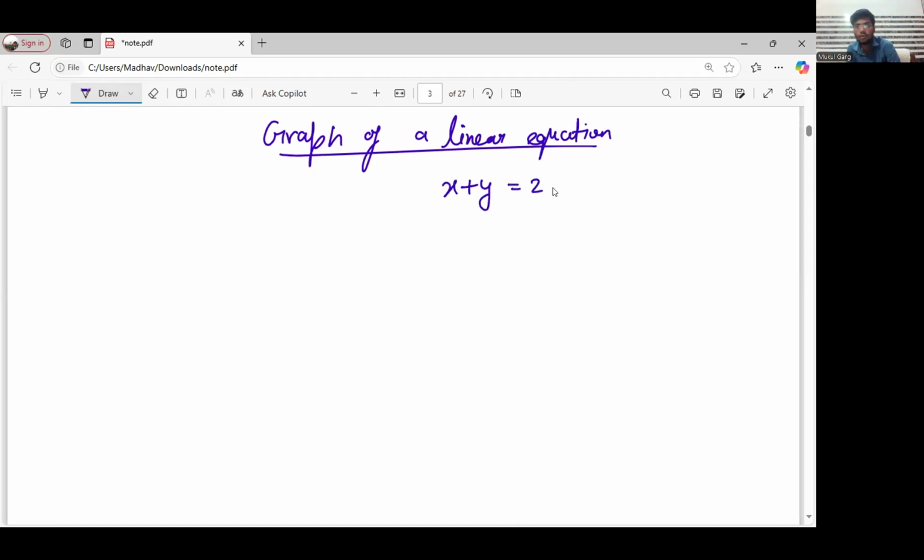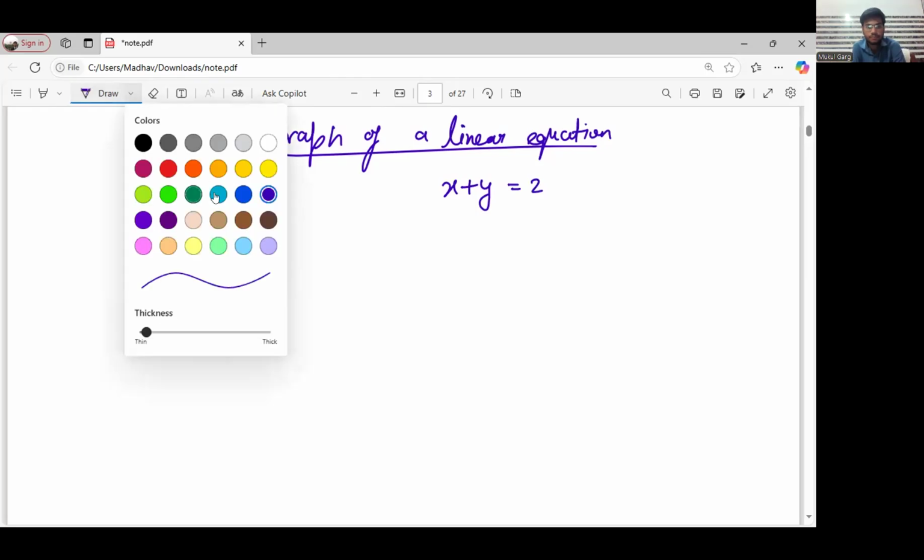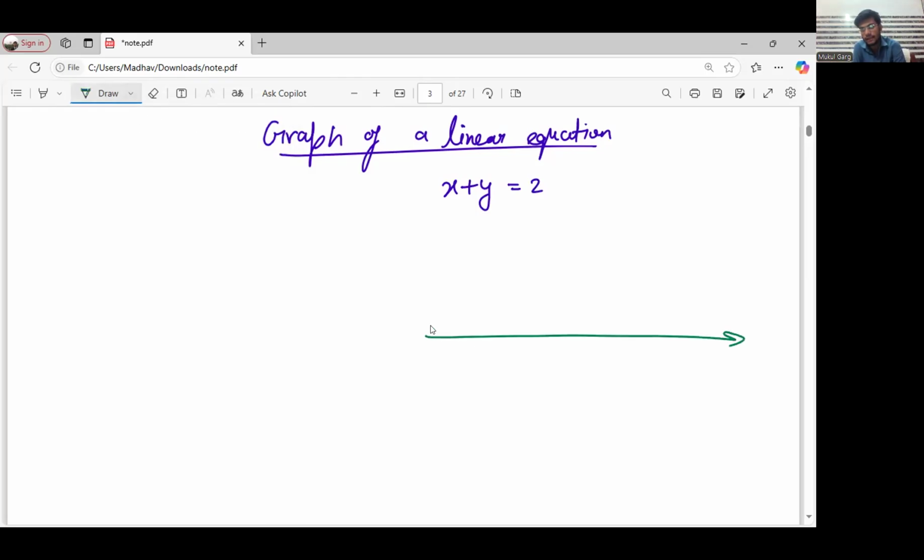So this is a linear equation in two variables. I'm going to plot the graph of it. What do I need? X-axis, y-axis. I need to plot a graph of this, and you already know how to plot the graph. We require some coordinates. So what I'm going to do is put x as 0 first, then I'm going to get y in this equation. If you put x as 0, 0 plus y equals to 2, so you get y as 2. If you put y as 0, then you are going to get x as 2.